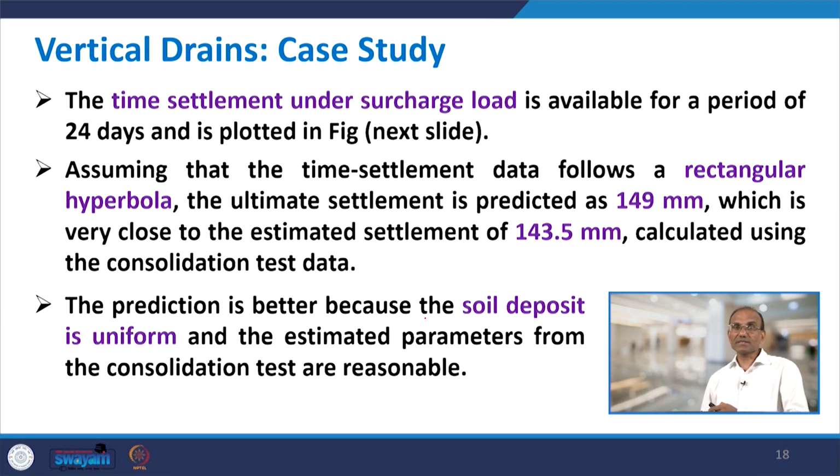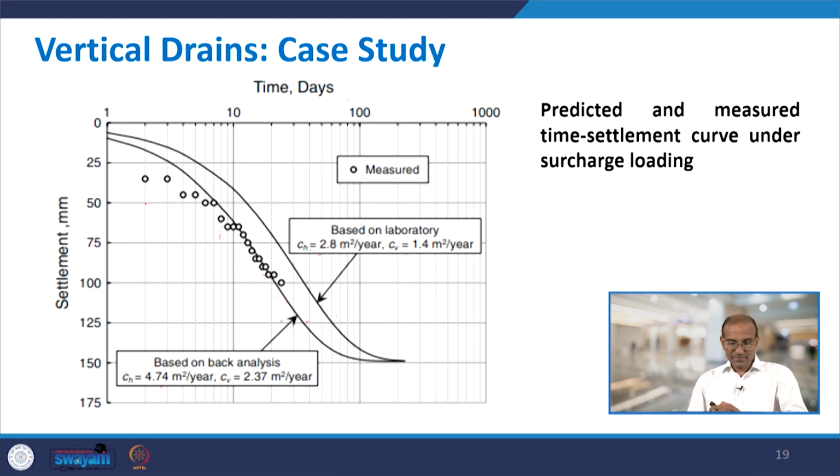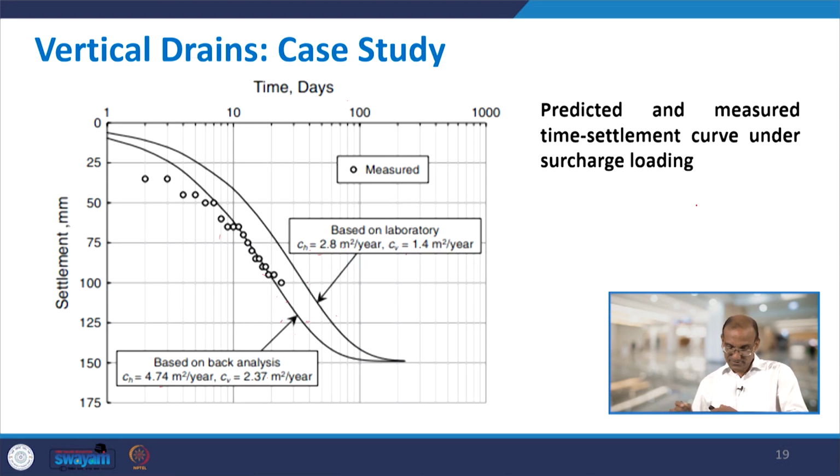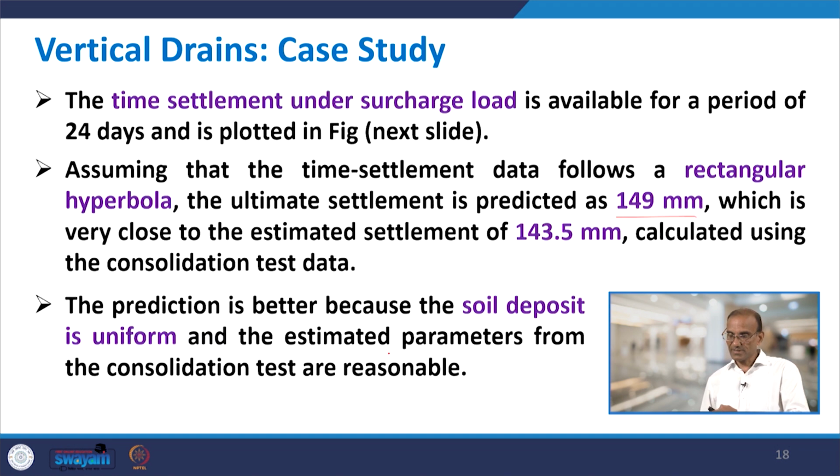Assuming that the time settlement data follows a rectangular hyperbola, which is the situation here, the ultimate settlement is predicted as 149 mm. You could see here the last value of the settlement, about 150 mm or 149 mm, which is very close to the estimated settlement of 143.5 mm.